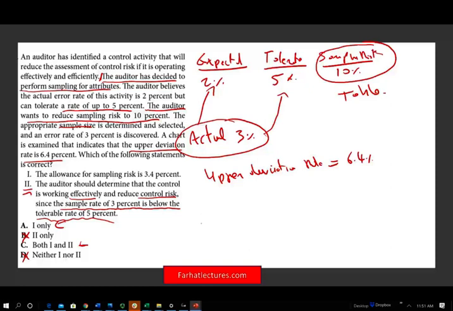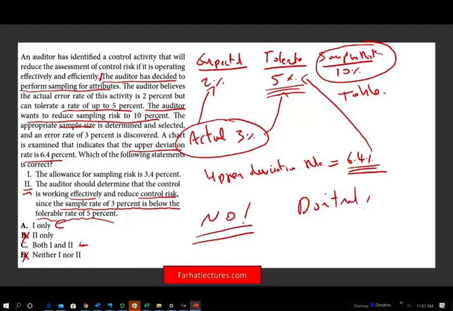Is this how you make your decision? The answer is no, that's not how you make your decision. How do you make your decision? You look at the upper deviation rate, and you compare this to the tolerable rate. I can tolerate 5%, but I could have 6.4. No, I'm not going to rely. Why? Because the upper deviation rate could be higher than the tolerable rate. I can only tolerate 5%. So we don't rely under those numbers.